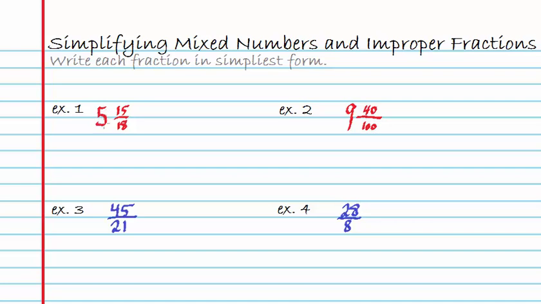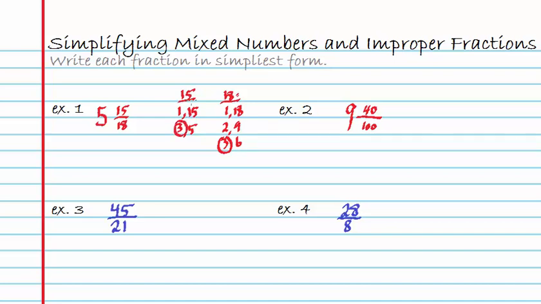So in example 1, I'm going to ignore the 5. I'm going to focus on 15 over 18. So just like I was doing when I was simplifying fractions, I'm going to look at my factors for 15 and 18 and identify my greatest common factor. So for 15, I have 1 and 15, and 3 and 5. I only have 4 factors. For 18, I have a few more. I have 1 and 18, I have 2 and 9, and 3 and 6. So my GCF between these two numbers is 3.